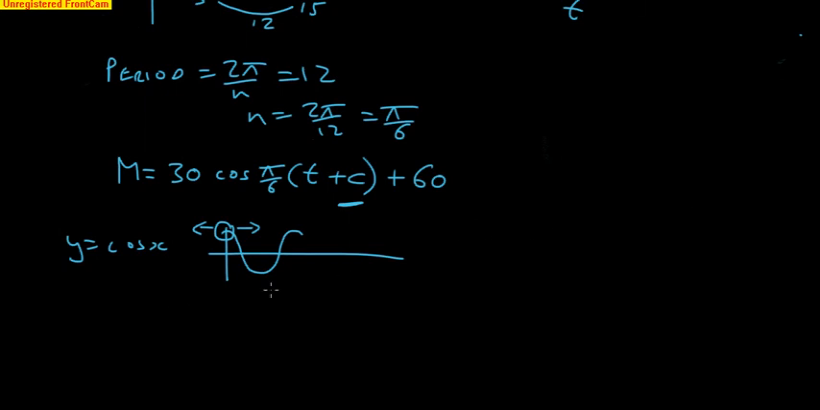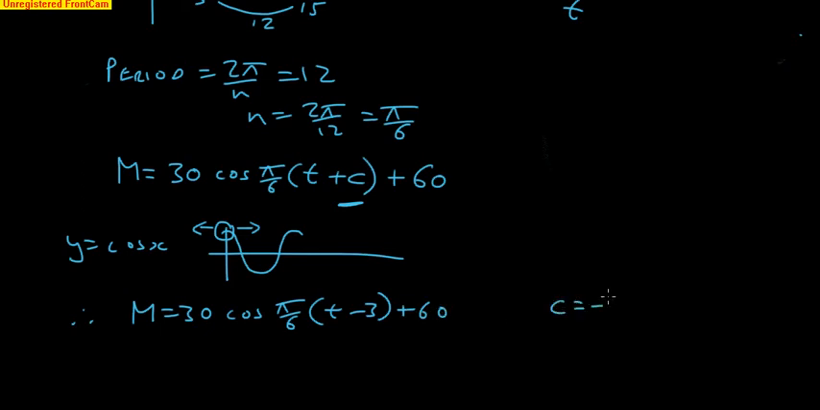So therefore my equation is 30 cos (pi on 6 t minus 3) plus 60. So C equals minus 3 because I've gone 3 right. That's my translation. And that seems to be a solution. I've got my A, B, C and D.